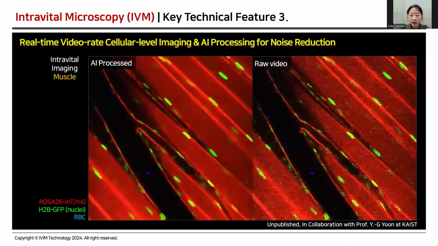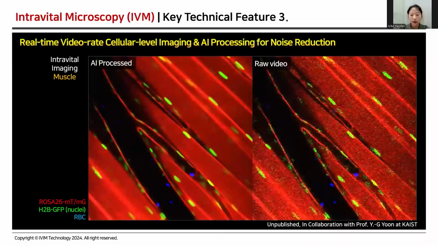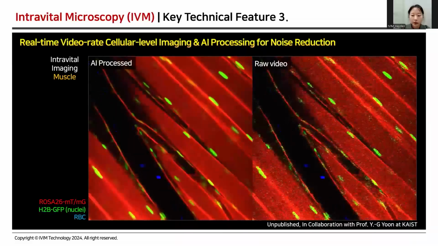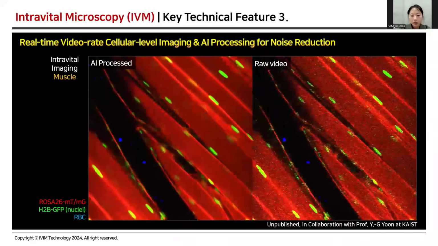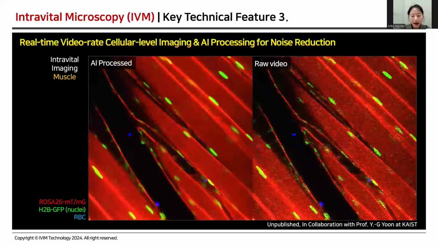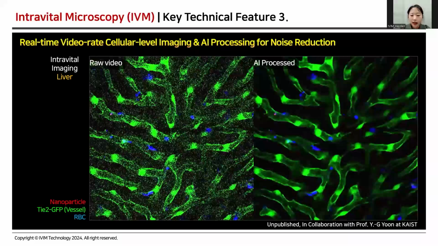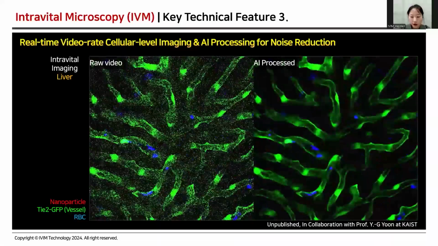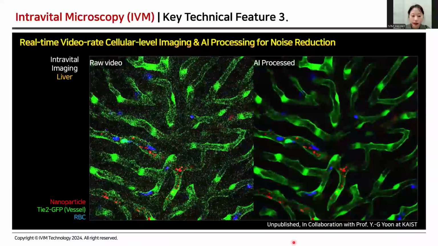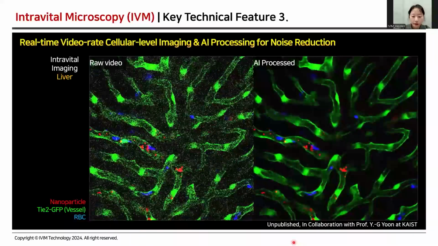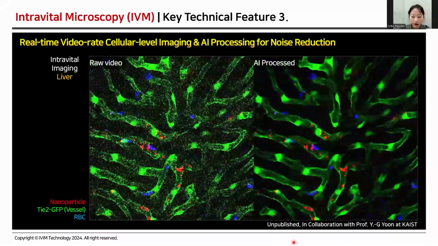And to maximize the utility of the video rate imaging capability of IVM's microscope, we developed an AI model to efficiently denoise any real-time videos obtained by our microscope. The outcome preserved the high temporal resolution of the video while removing the noise. And surely, during the denoising procedure, even small molecules like the nanoparticles in red are successfully imaged. It was very difficult before because previous denoising AI models lose temporal resolution with the denoising procedure.